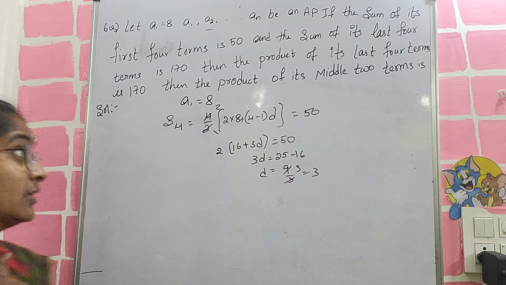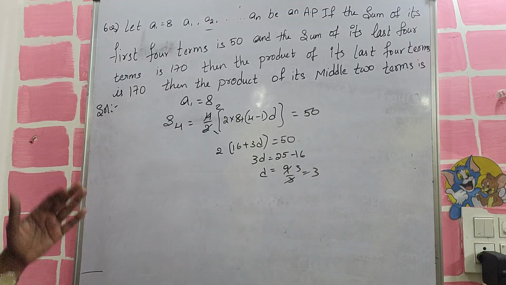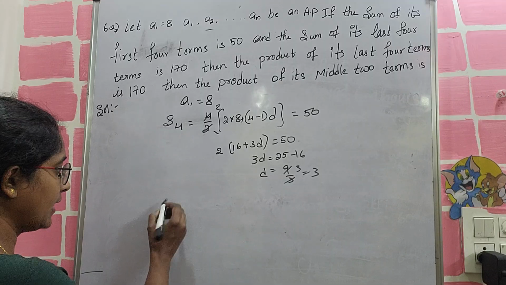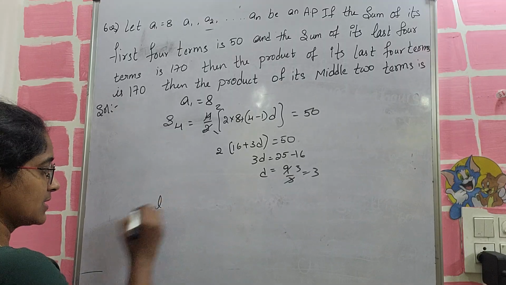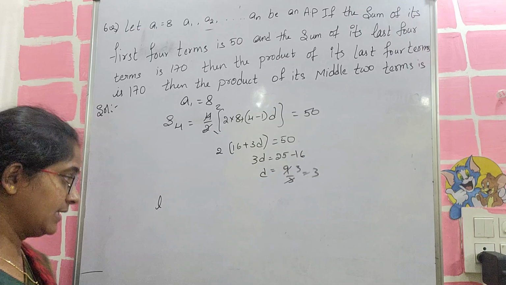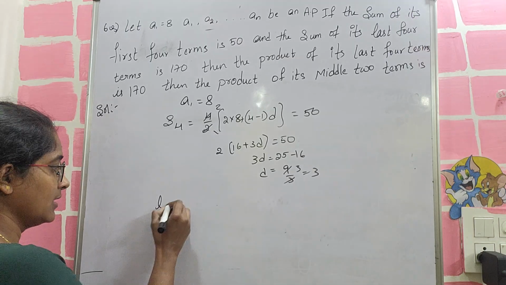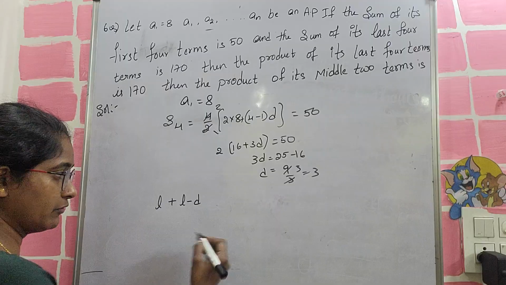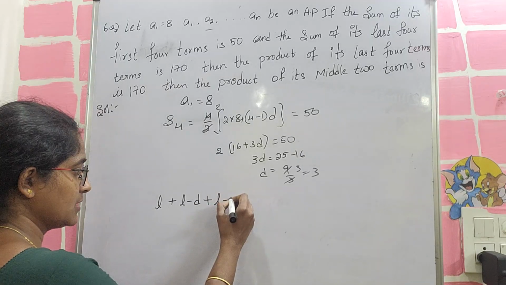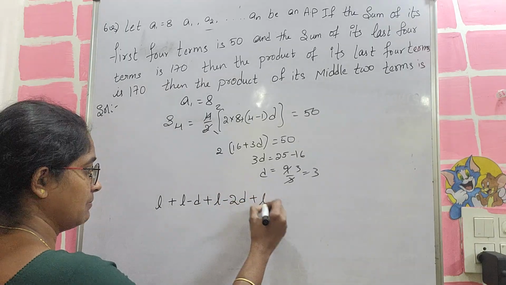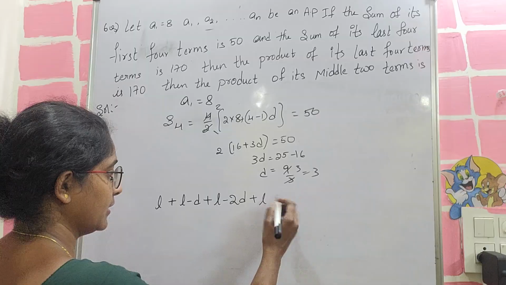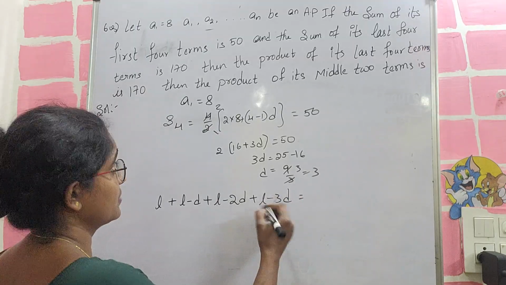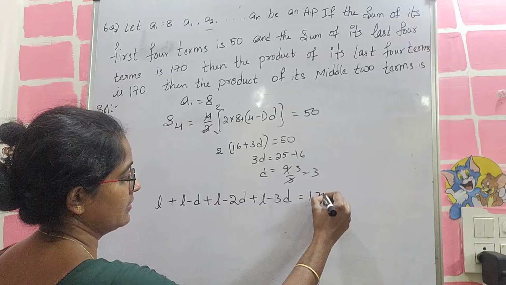So the d value is 3 here, and then they told the sum of the last 4 terms is 170. We have a and d values. For the last 4 terms, let the last term be L, then L minus d, the next one before that, then L minus 2d, plus L minus 3d. These are the last terms, so we'll substitute, and the sum of all of this is 170.